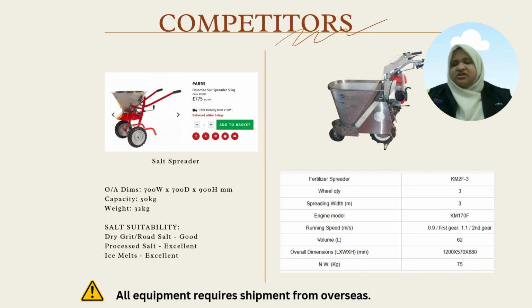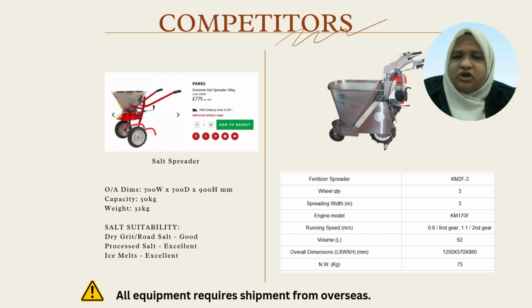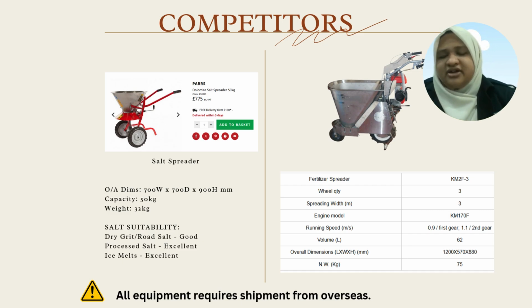As you can see, the competitors for my innovations are mostly overseas. All equipments require shipment from overseas. The product on your left is a product that costs 775 pounds, and on the right is around 172 US dollars. So the cost, together with the shipment cost, is actually quite high. We are equipped to handle the Malaysian market using our automated robot spreader.